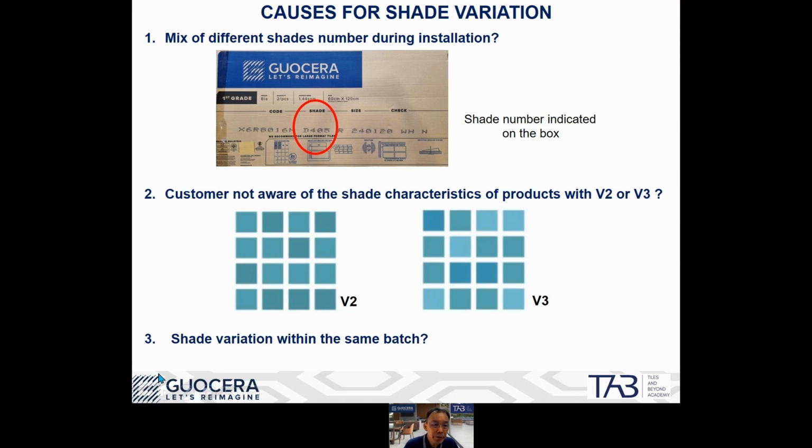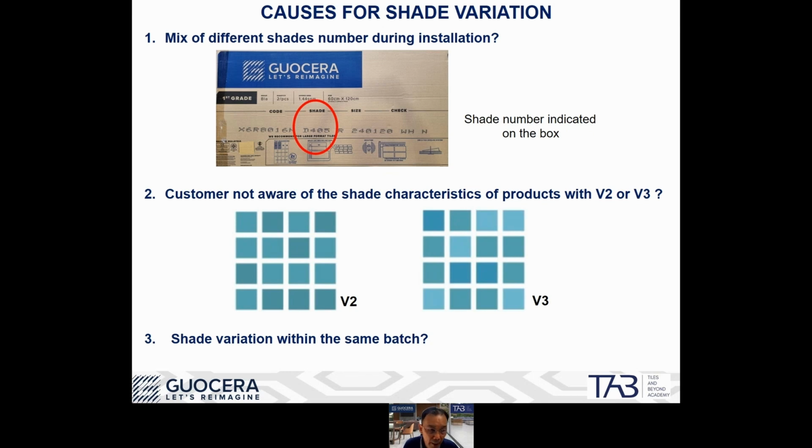Now number three, shade variation within the same batch. In some of the shade variation complaints, contractors sometimes do come and inform us that they did not mix the different shades, that they were only using tiles from the same batch, from the same shade. However, they still get variation in the shade. Now of course, this would probably be some mixing of different shades into the cartons at the factory site.